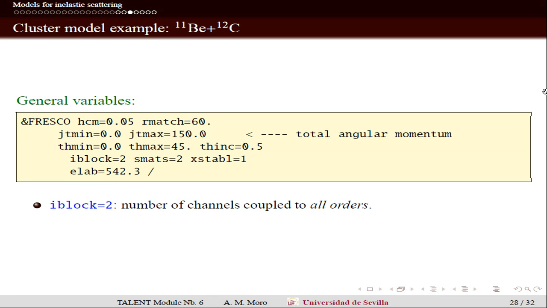Okay. Important, this iblock variable, remember, if we want to couple two states, and we want Fresco to couple to all orders, we don't want to do a DWA calculation, remember also to set this variable iblock to the number of states that you want to be coupled to all orders. So in this case, iblock equal 2. If you want to do DWA, you set this to 0, and you have this iter variable equal to 1.